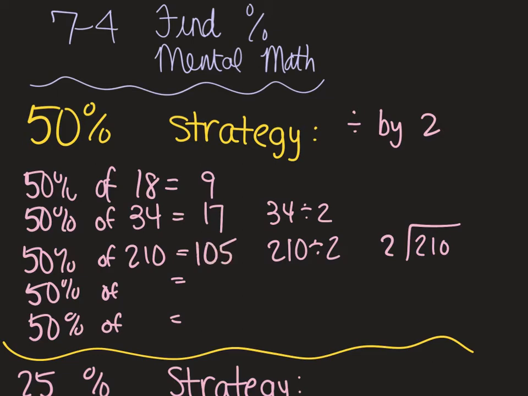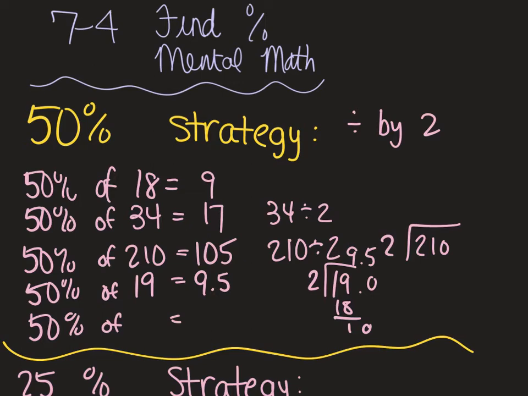50% of, let's do an odd number. 50% of 19. So it won't be an even number. It's going to be a decimal because 18 was nice and pretty. So it's going to be 9.5. If you want to work it out, 19 divided by 2, 2 goes into 19 9 times. Add a dot, add a 0, 9.5.